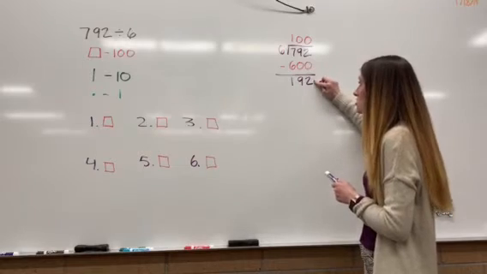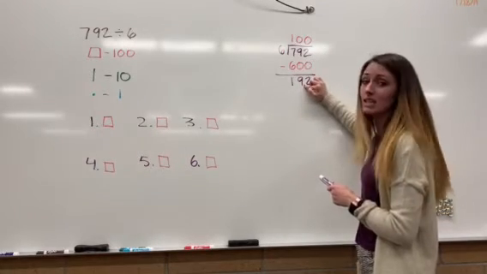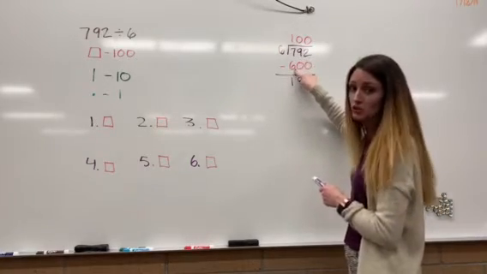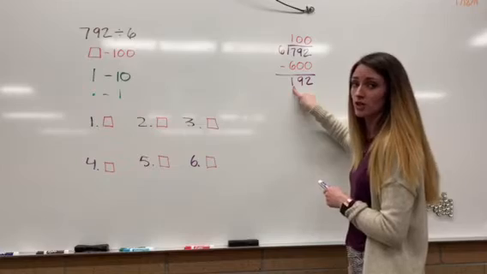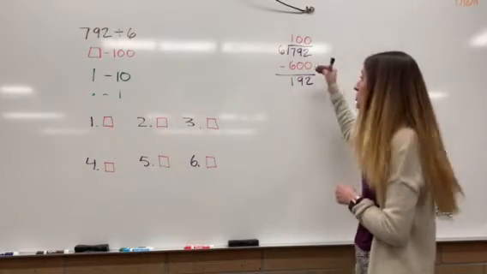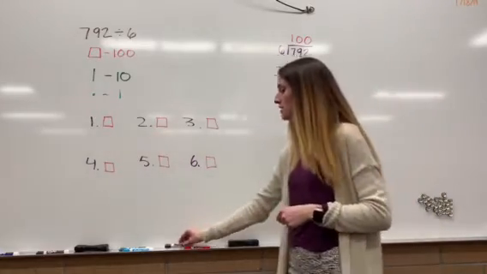2 minus 0 is 2. 90 minus 0 is 90. And 700 minus 600 is 100. All right? This is my new number that I'm working with. I've used 600 in my groups. Now I have 192 left.